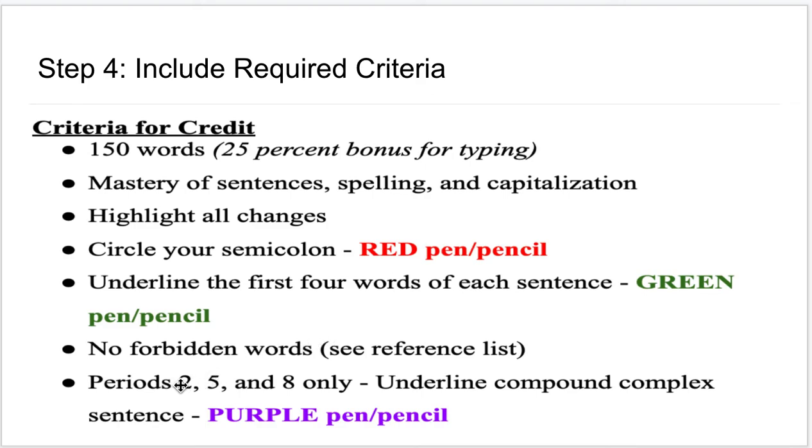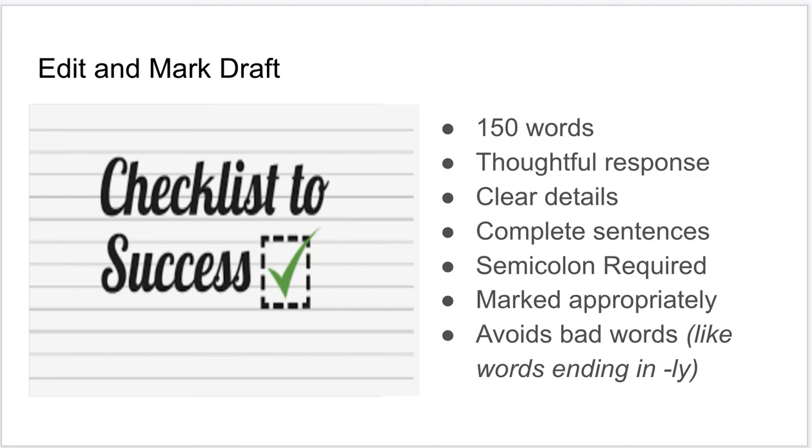And if you're in periods 2, 5, or 8, you must include a compound complex sentence, and you want to change the color of this to purple if you're typing. If you're handwriting, underline it with purple pen or pencil. All right, so the checklist for success. You now have a marked paper. Let's see. Is it 150 words?